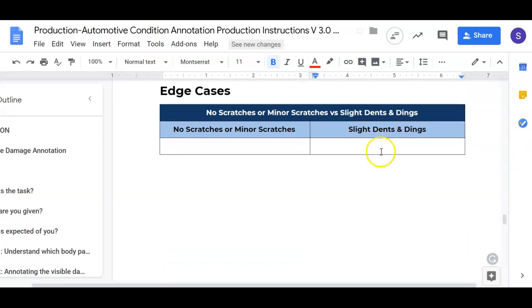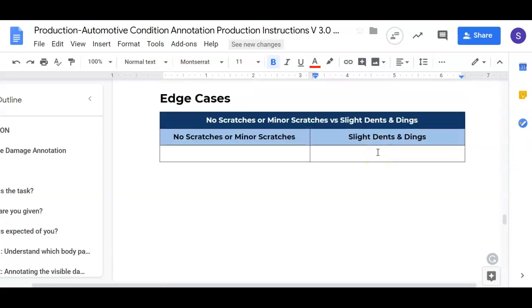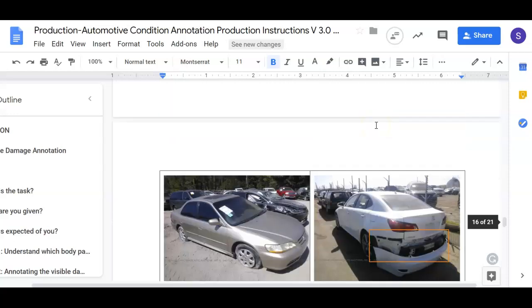Now here are some edge cases that I want to go through. What we had issues with is that workers tend to misunderstand the level of damage. So we want to do a comparison. Here are some comparisons between the first category, which is no scratches or minor scratches, versus slight dents and dings.